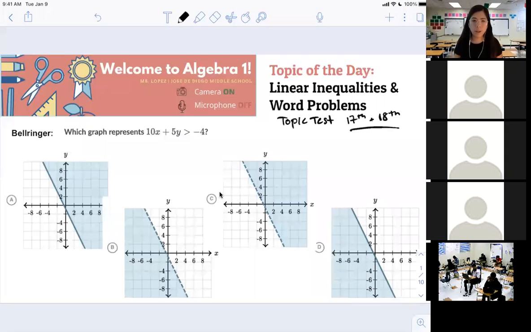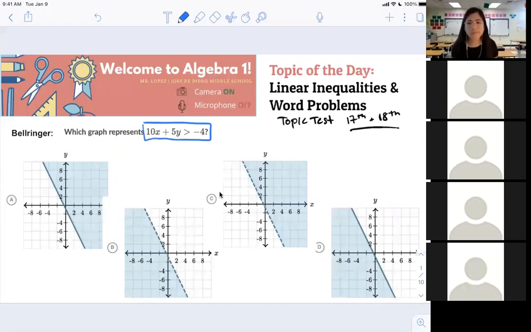Let's take a look. I want to know which graph represents 10x plus 5y is greater than -4. Now, what form is this written in? Is it in standard form or is it in slope-intercept form? Standard form. Yeah, it's in standard.